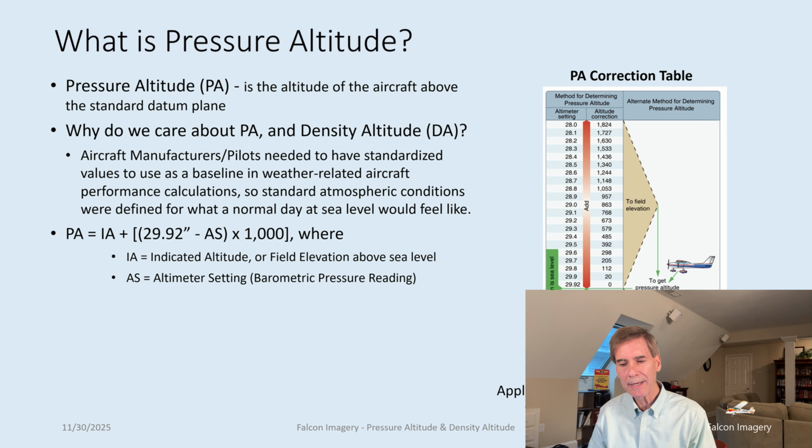When would you add this difference to the IA? Well, when the pressure's lower, we would add it. And when the pressure is higher, and by pressure I mean the barometric pressure reading of the field, we would make it negative and subtract it from the IA.